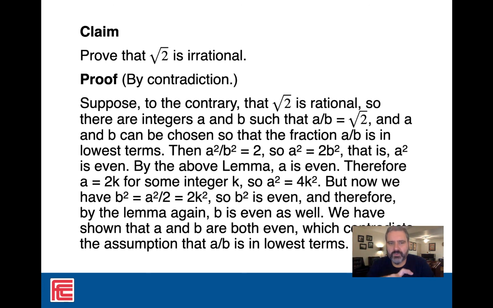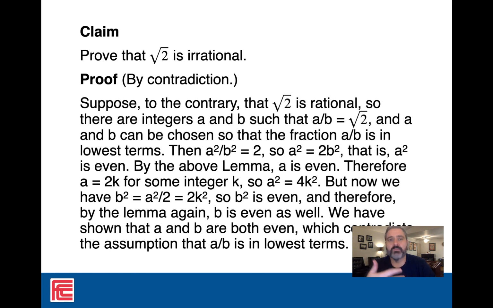If we know those two things, we know that a over b is not in its lowest terms, right? We've not simplified it enough. They have a factor in common. They have 2 in common, right? They're both even. And so therefore that cannot be the case, that the square root of 2 is rational.